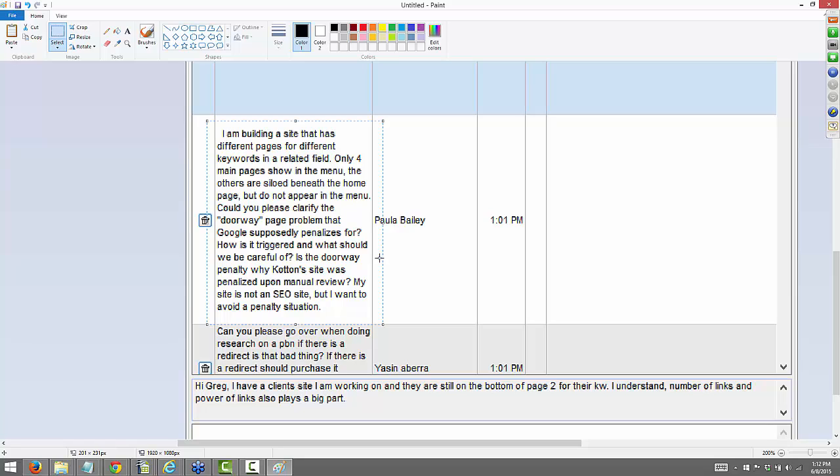But no, Cotton's site wasn't penalized because of anything like that. I think it was such a big example site that someone just turned them in, and then they penalized the site. It was just such a big site. But if you're more specific on the doorway thing, I can maybe answer that for you.